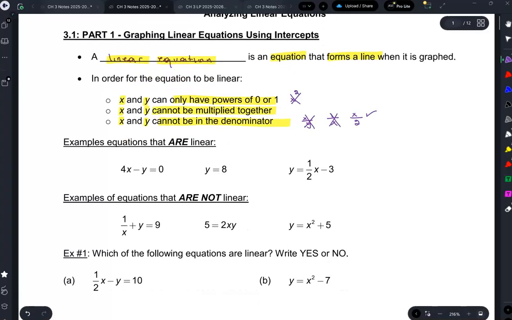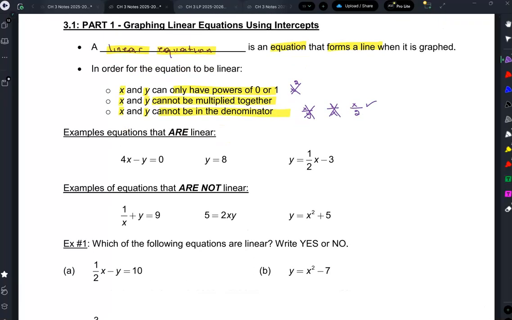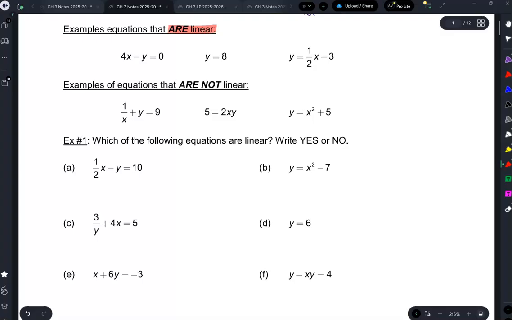So that's okay. All right, so all three of these equations here are linear. Look at that, x to the 1, y to the 1, x to the 1, y to the 1. You don't have x and y multiplied to each other. They're not in the denominator.